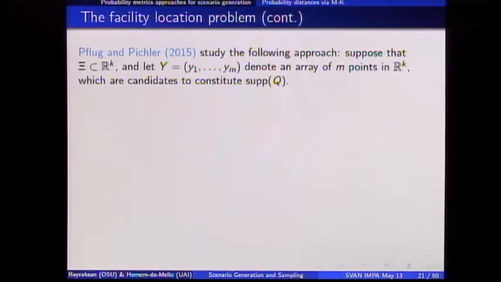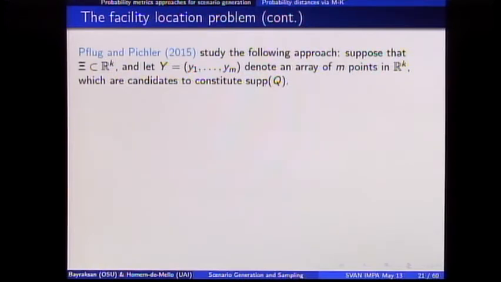A very recent paper by Flug and Pichler studied the problem from a slightly different perspective, which I also find an interesting approach. Suppose this is the space where the random vectors lie, a subset of R^k. Then let Y denote an array of m points, which are the candidates to be the support.